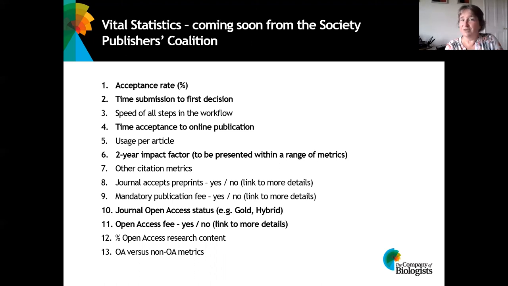It includes some standard measures such as the acceptance rate and speed to publication, but we've included here the 2-year impact factor, remembering DORA principles that should be presented within a range of metrics. And authors also wanted to know about certain policies, such as whether the journal accepts preprints, whether there's a mandatory publication fee. What's the open access status of the journal, and is there an open access fee? And just a reminder on that final item, that Plan S will also be requiring from transformative journals, open access versus non-open access metrics. So that's comparative metrics in the areas of usage, citations and altmetrics.